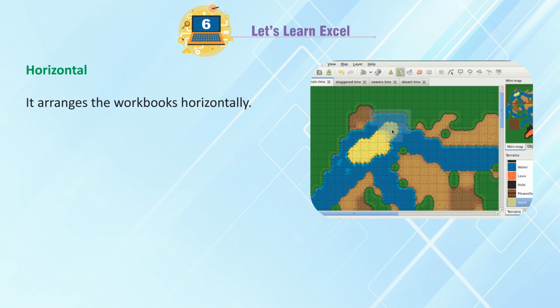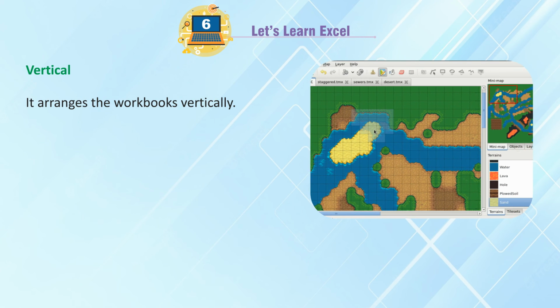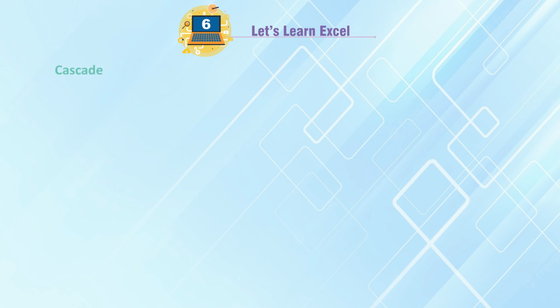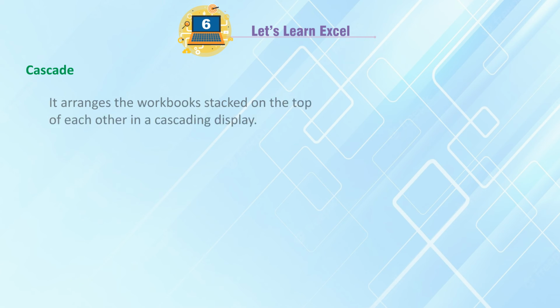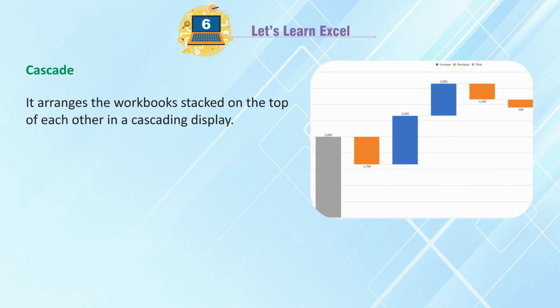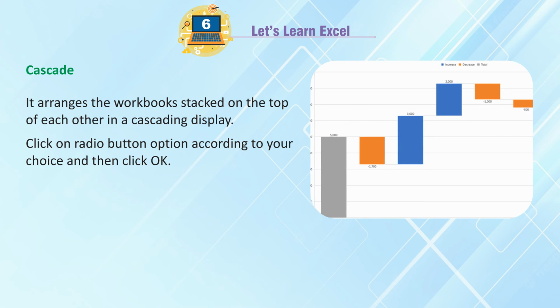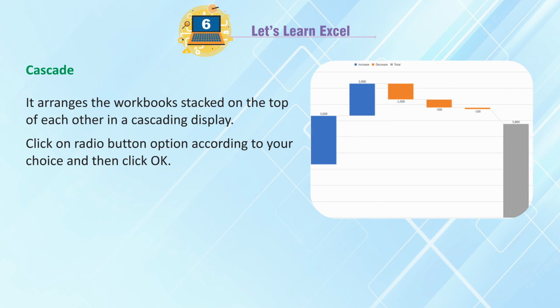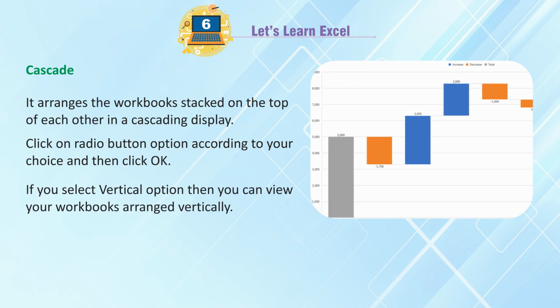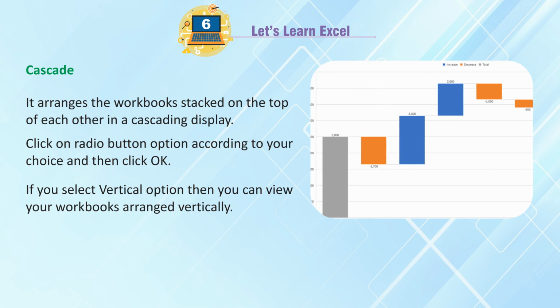Horizontal. It arranges the workbooks horizontally. Vertical. It arranges the workbooks vertically. Cascade. It arranges the workbooks stacked on top of each other in a cascading display. Click on the Radio button option according to your choice and then click OK. If you select vertical option, then you can view your workbooks arranged vertically.